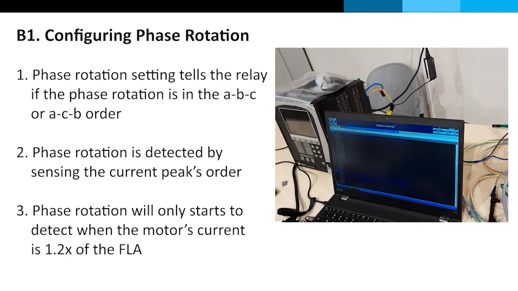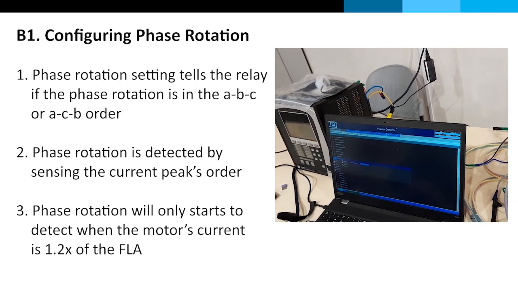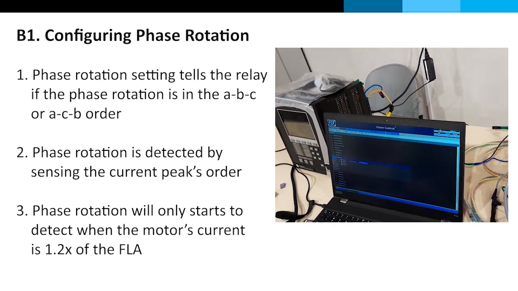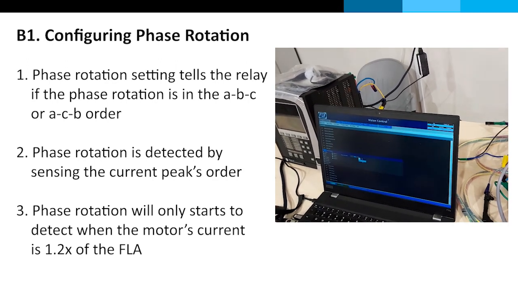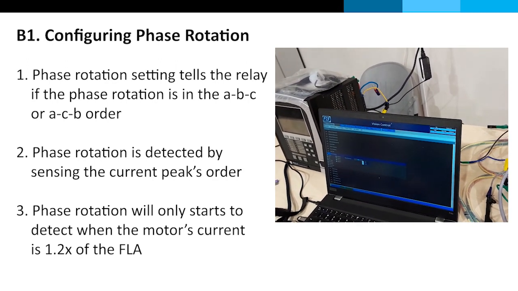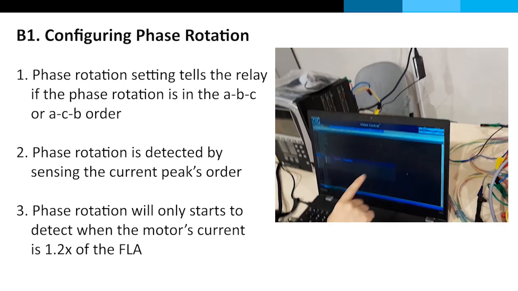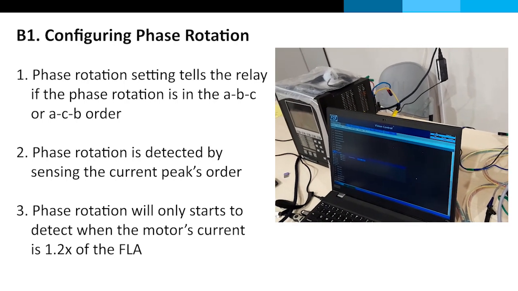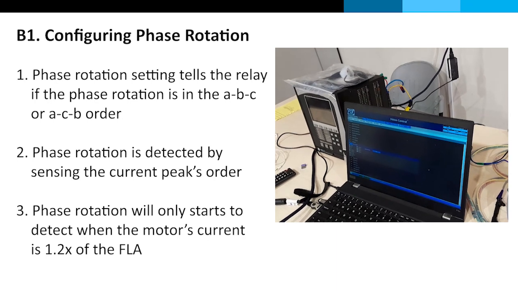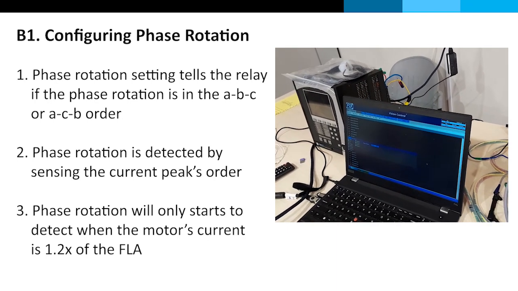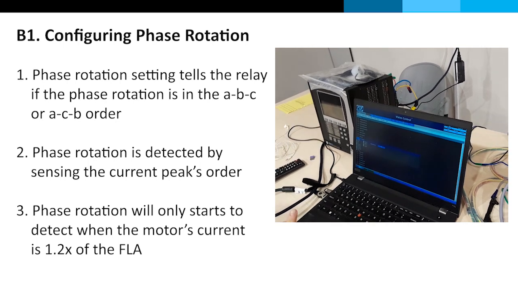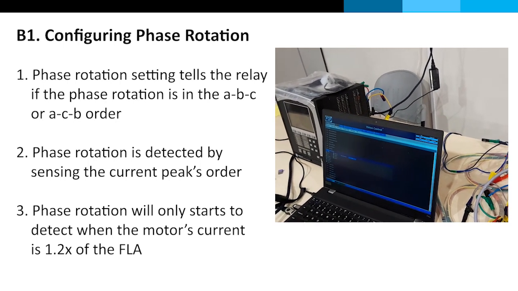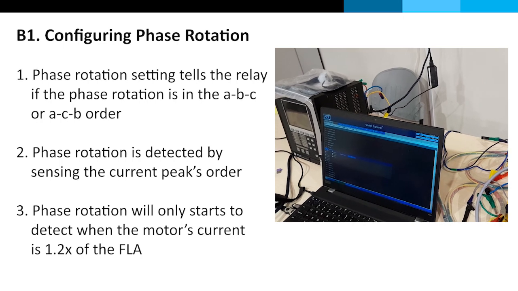And phase rotation. Phase rotation depends on your system. You program ABC or ACB. But you don't have voltage to detect. It detects the current. Oh, the current. That means it's seeing which one comes first? Yeah. Phase rotation only functions when the current is above 1.2 times the full load current.